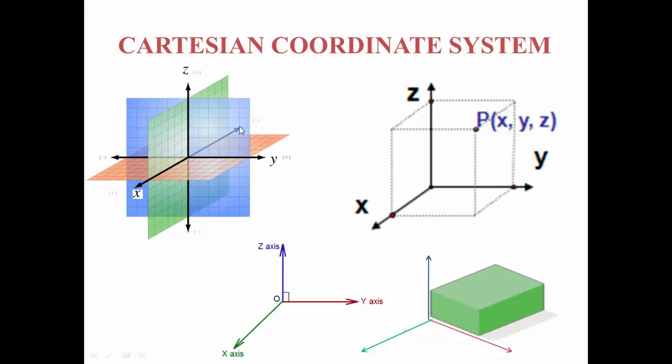So here the blue box may be the x direction, the green may be the y direction, and for the height adjustment it may be this color. So using these three rectangular movements, we can mark any point P in the given object.